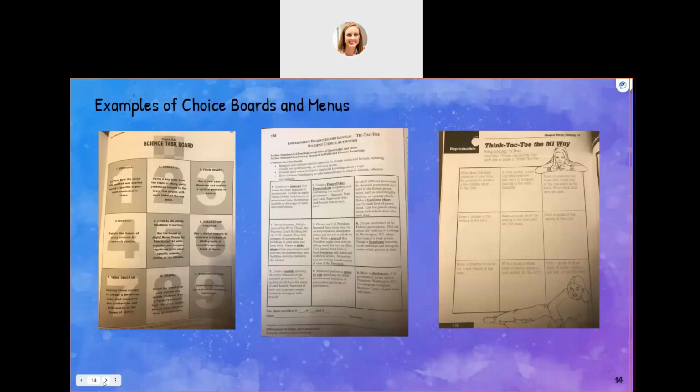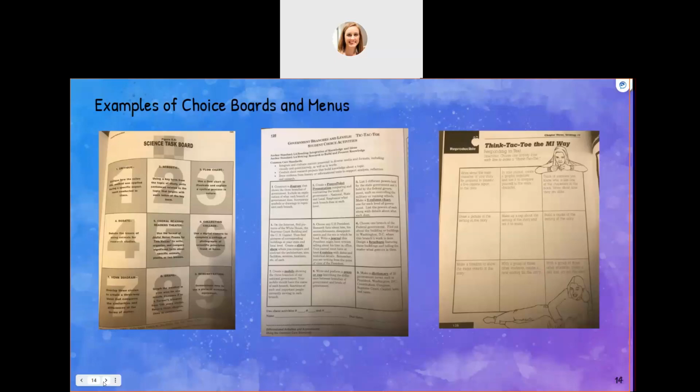So you'll notice also in the middle example about the government branches at the bottom, they're telling what activities they're going to choose, and they're signing and dating it. You've got the standards up at the top of that one. So say you were having a walkthrough that day and someone wanted to know, how does this align to what you've been doing? You have your standards right there at the top. So the students understand how it fits in with their learning, and then anyone coming through your classroom will easily be able to see how it's related.